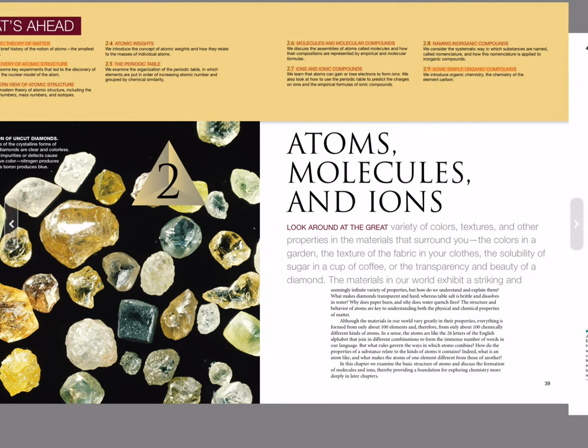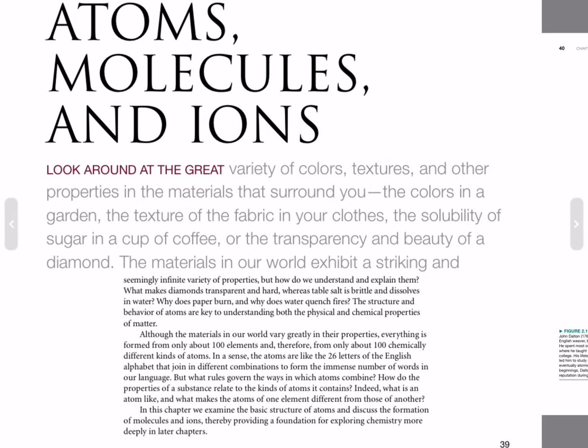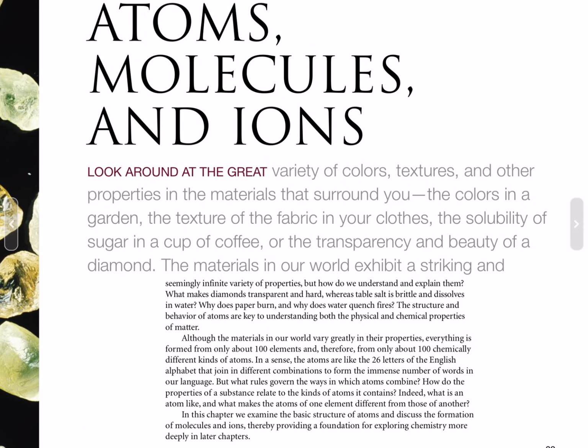Chapter 2: Atoms, Molecules, and Ions. Look around at the great variety of colors, textures, and other properties of the materials that surround you. The colors in a garden, the texture of fabric in your clothes, the solubility of sugar in a cup of coffee, or the transparency and the beauty of a diamond.